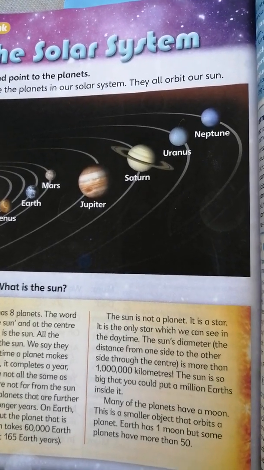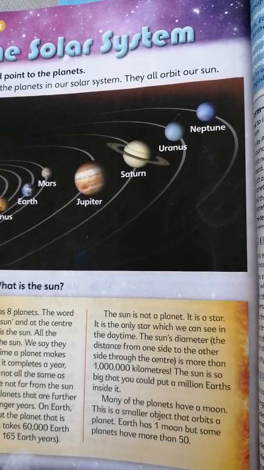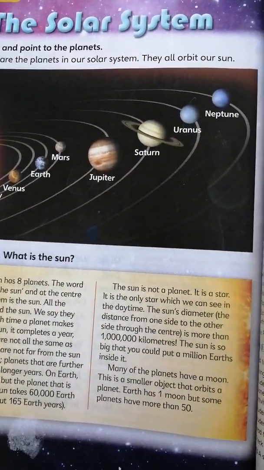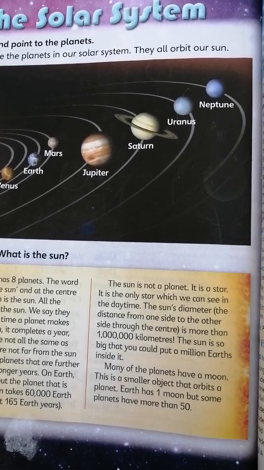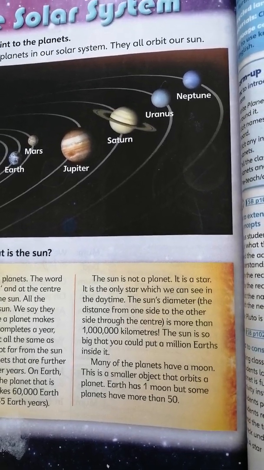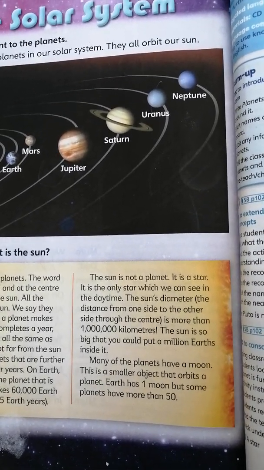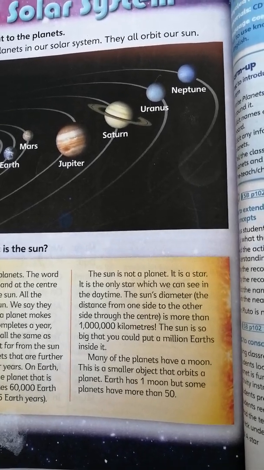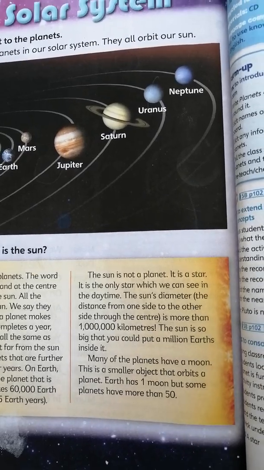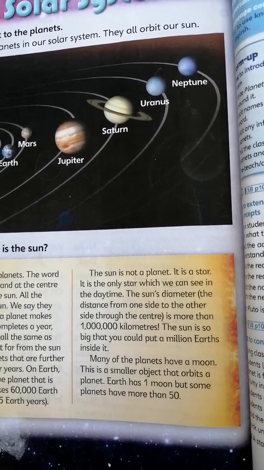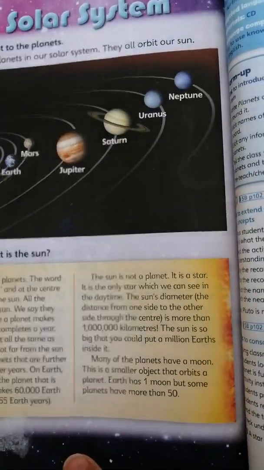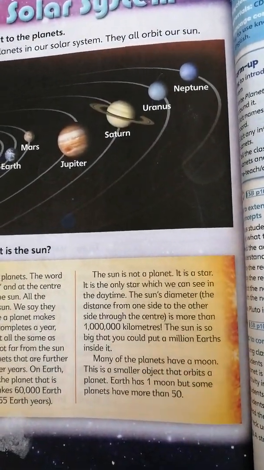Many of the planets have a moon. So these planets have moons. This is a smaller object that orbits a planet. What does it mean, a moon? A moon is a smaller thing than a planet. It's rocky and it goes around each planet. Earth has one moon only, but some planets have more than 50.